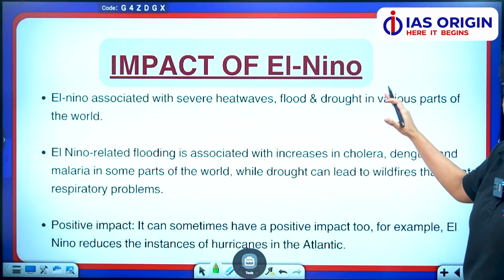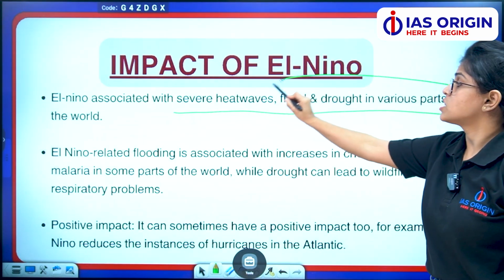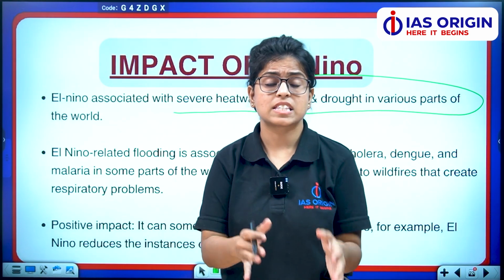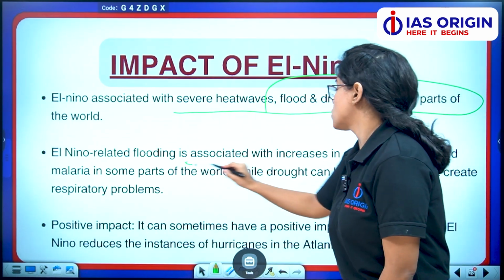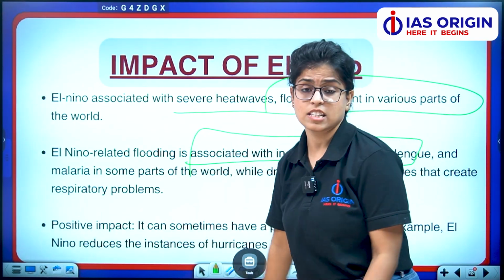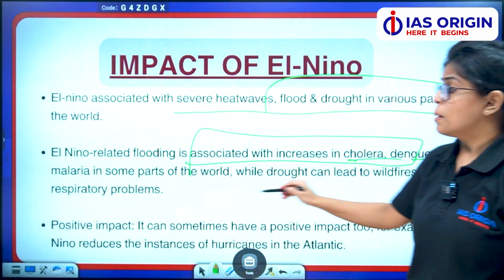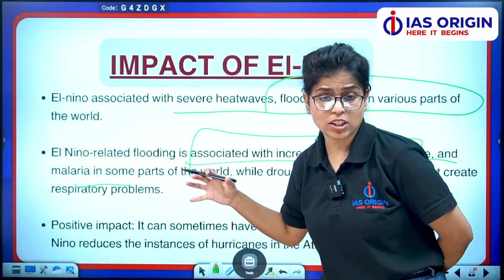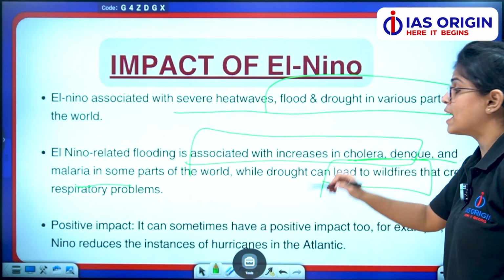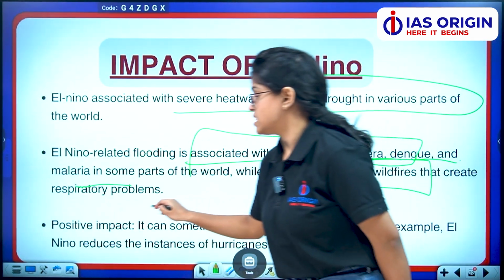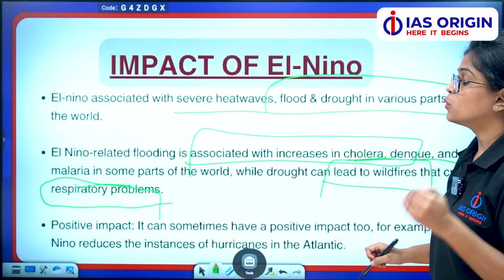Now, what are the impacts of El Nino? El Nino is associated with severe heat waves, floods and droughts in various parts. And we can see that it disturbs the normal pattern of climate over the region, and this is also associated with the increase in diseases. Now because of flooding, various waterborne diseases are there like cholera, dengue, malaria, and all these are also impacts of El Nino. Along with this, in the areas where drought is experienced, there are instances of wildfire and other respiratory diseases. Therefore, not just the climatic change but also health related changes are observed due to El Nino.